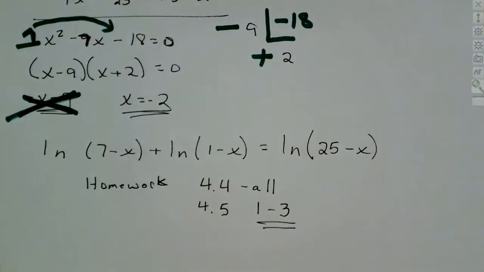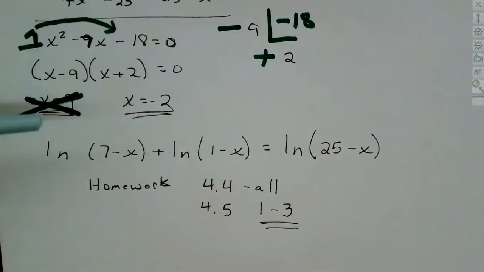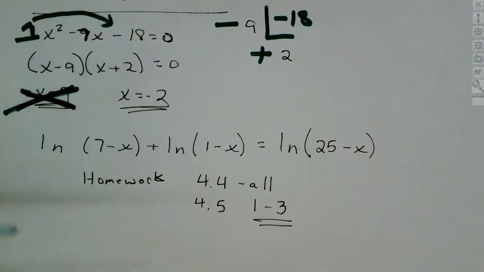No. Because it's like when you check for division by 0. If you can see that it gives you division by 0, throw that solution out. This one we know 9 doesn't work because that gives me a negative, so automatically out the door.